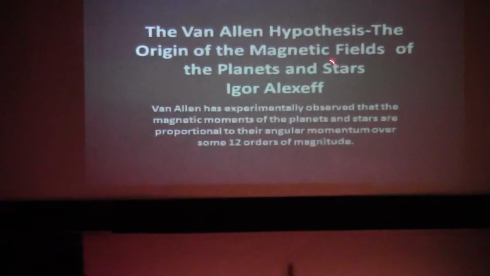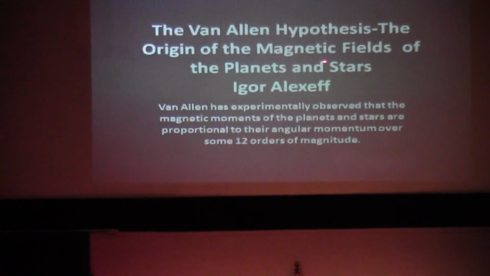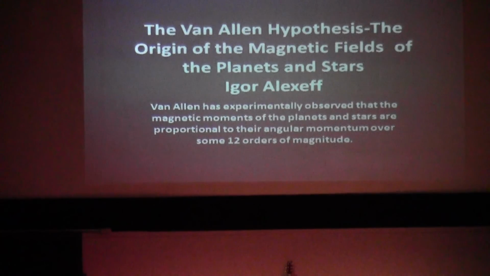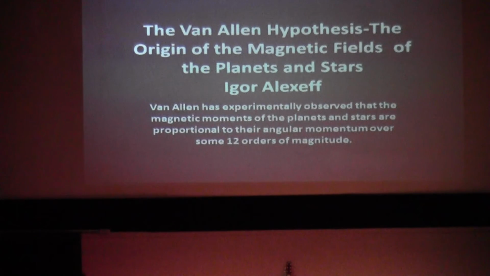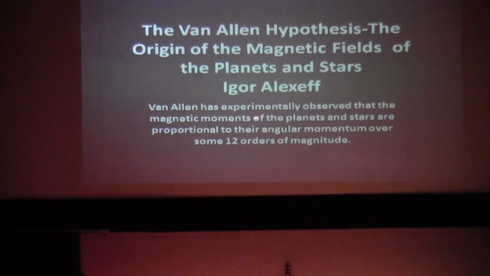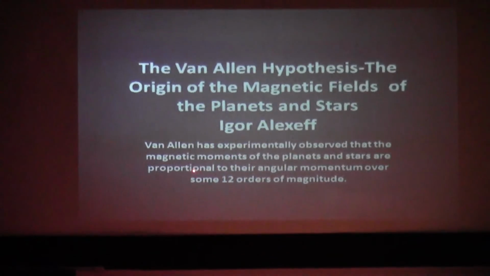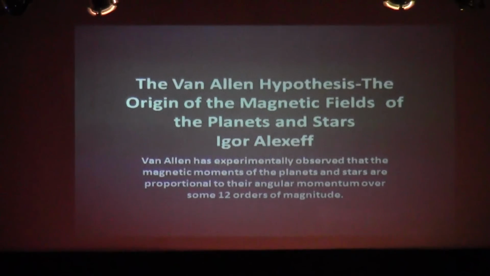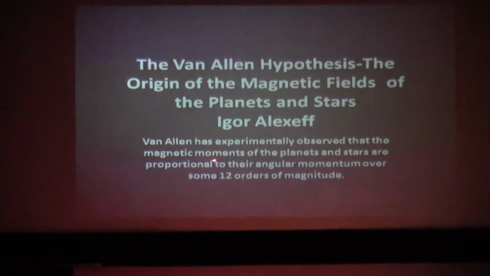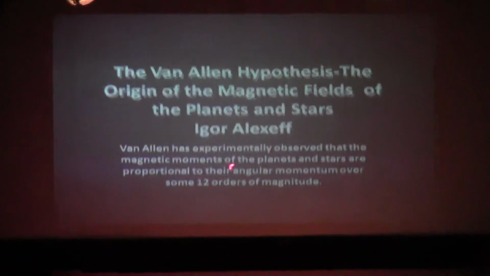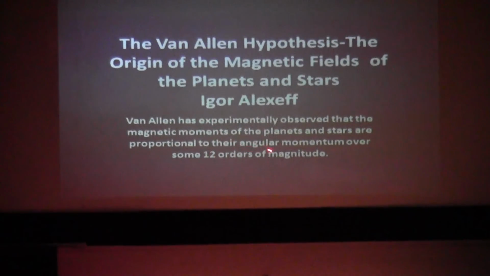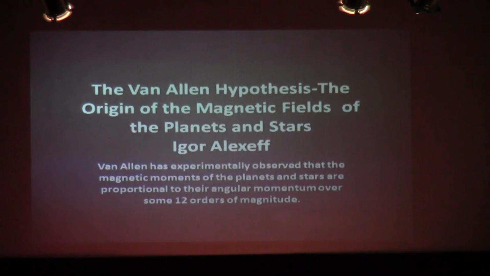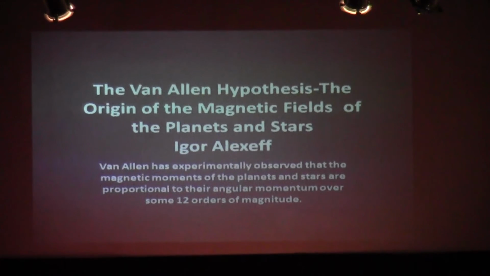So this is the Van Allen hypothesis, the origin of the magnetic fields of the planets and stars, by myself. Van Allen has experimentally observed, wait, I have to rotate so I can read my own slide. Van Allen has observed that the magnetic moments of the planets and the stars are proportional to their angular momentum over some 12 orders of magnitude. And he gave me the experimental results. Next slide.